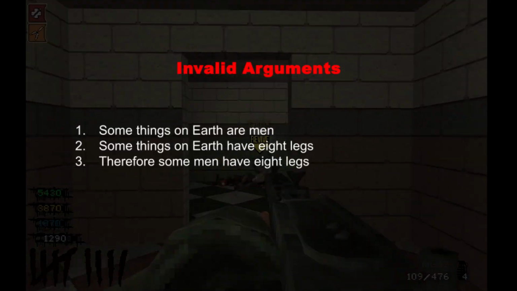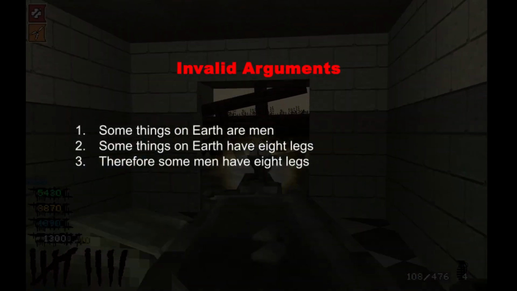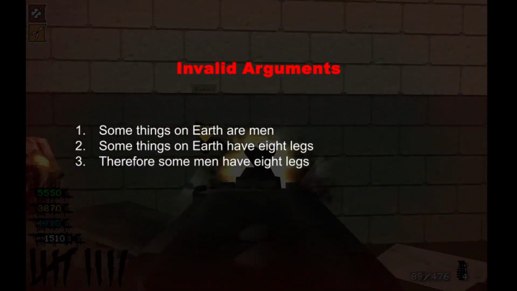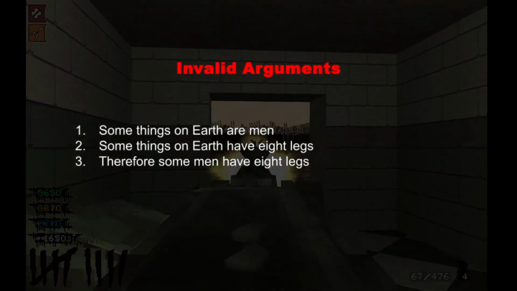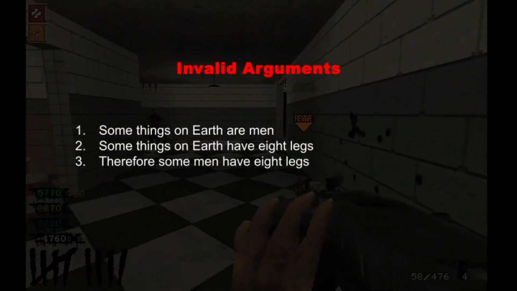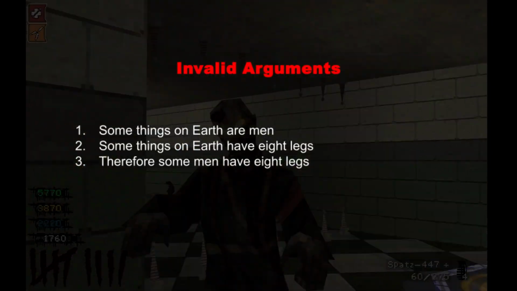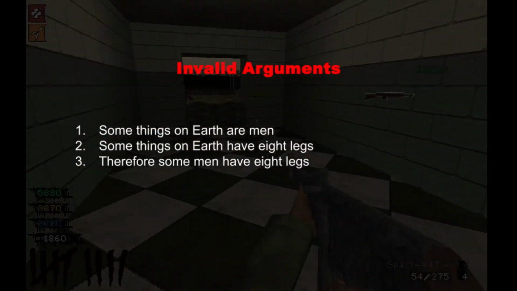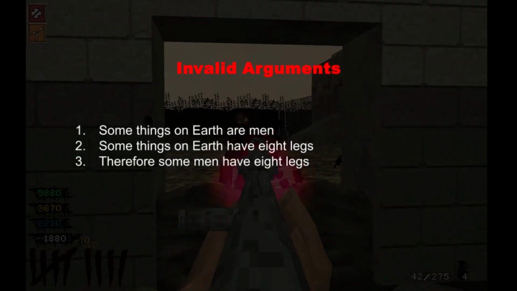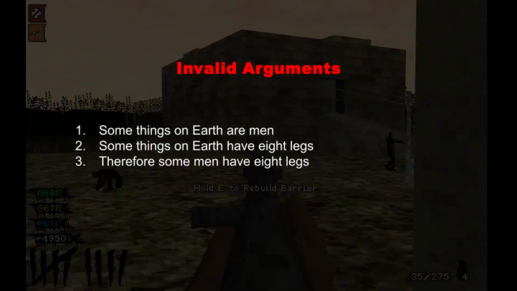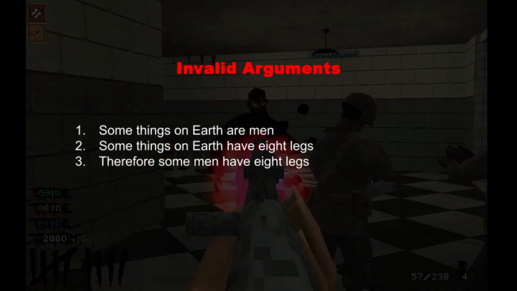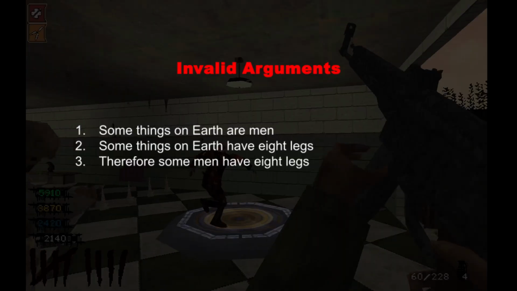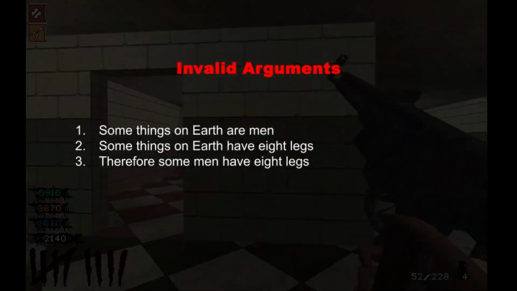And the reason why is that although the first two premises are true, there's no reason to suggest that the two categories we've given, that being men and 8 legged creatures, are overlapping. No premise exists in this argument which suggests that, and it's not self evident or anything like that. And so, because of that, we can't conclude that some men have 8 legs, because there's no premise stating that there's an overlap between these two categories.